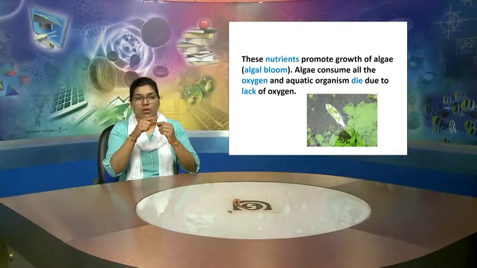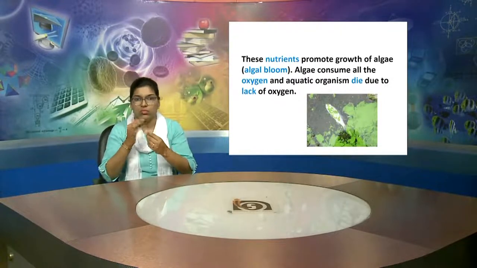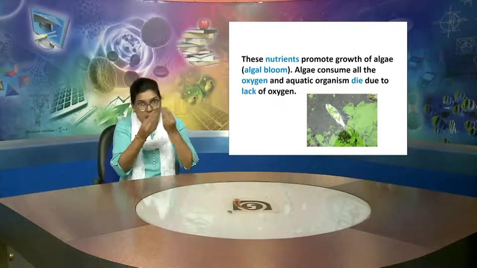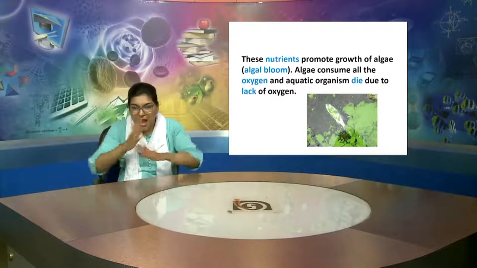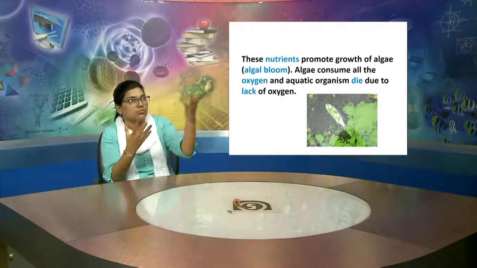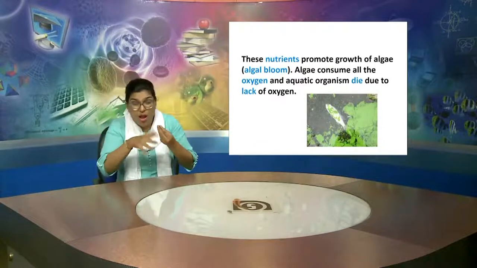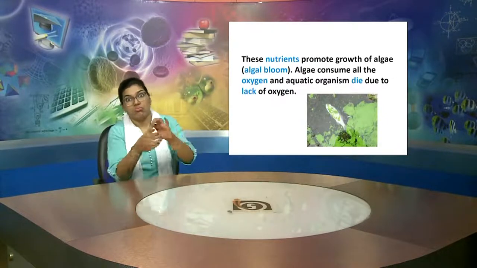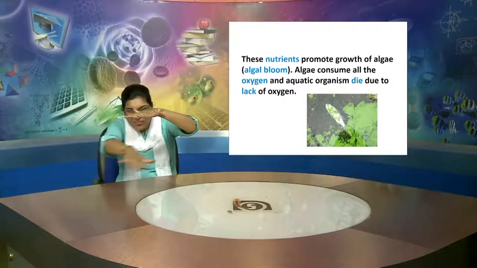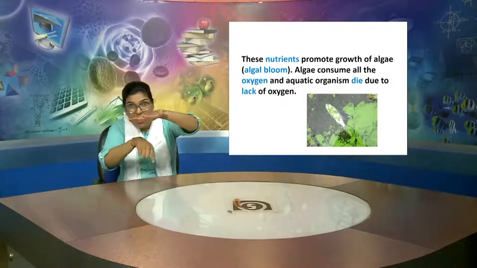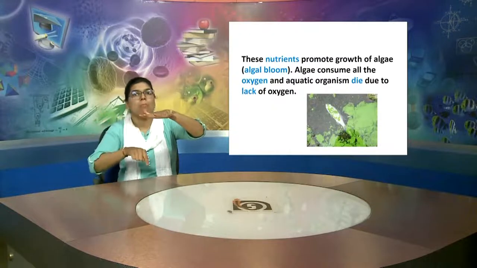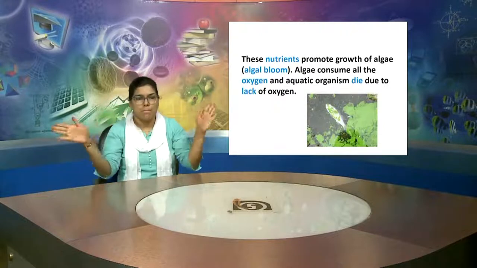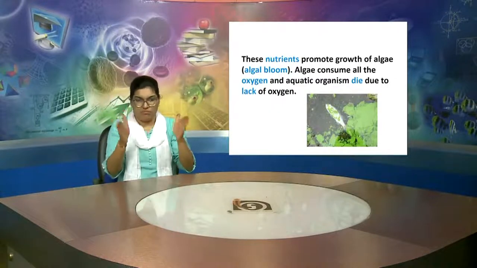And these nutrients promote the growth of algae. And these green algae consume all the oxygen from the air and block the passage or the movement of air under the water, which leads to the death of aquatic organisms because of lack of oxygen.